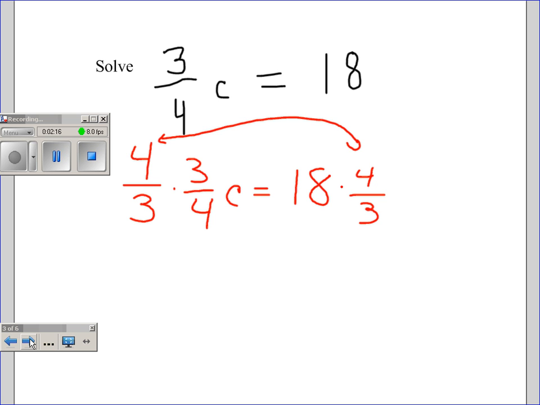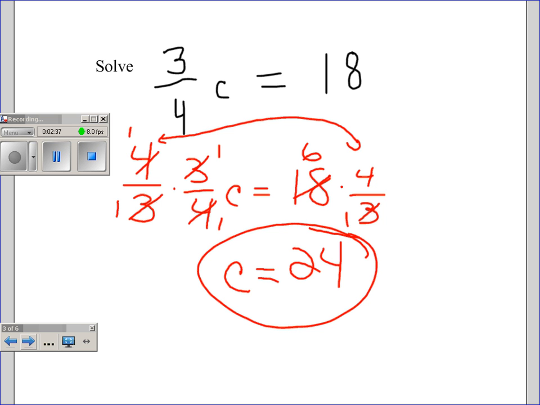As shown earlier, we can divide these out. These will give 1. This will be 1 with this. 1/1 gives us C alone. I have 18 times 4/3. We can divide the 3 into the 18. 1 there gives us 6. 6 times 4 is 24.